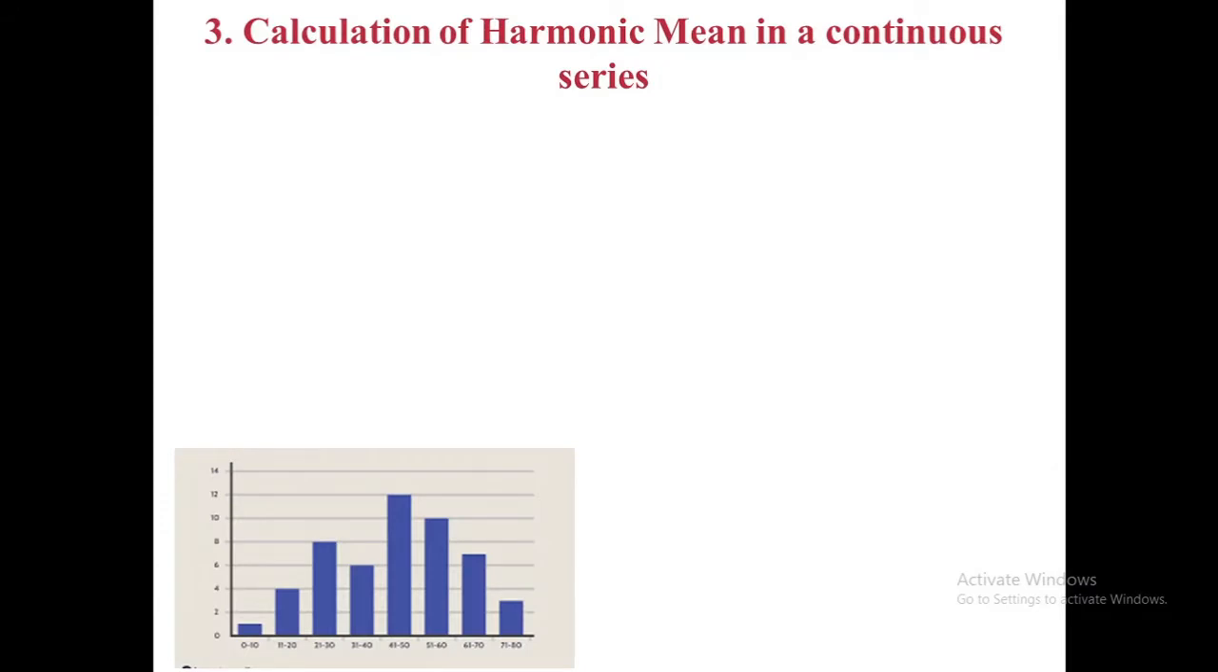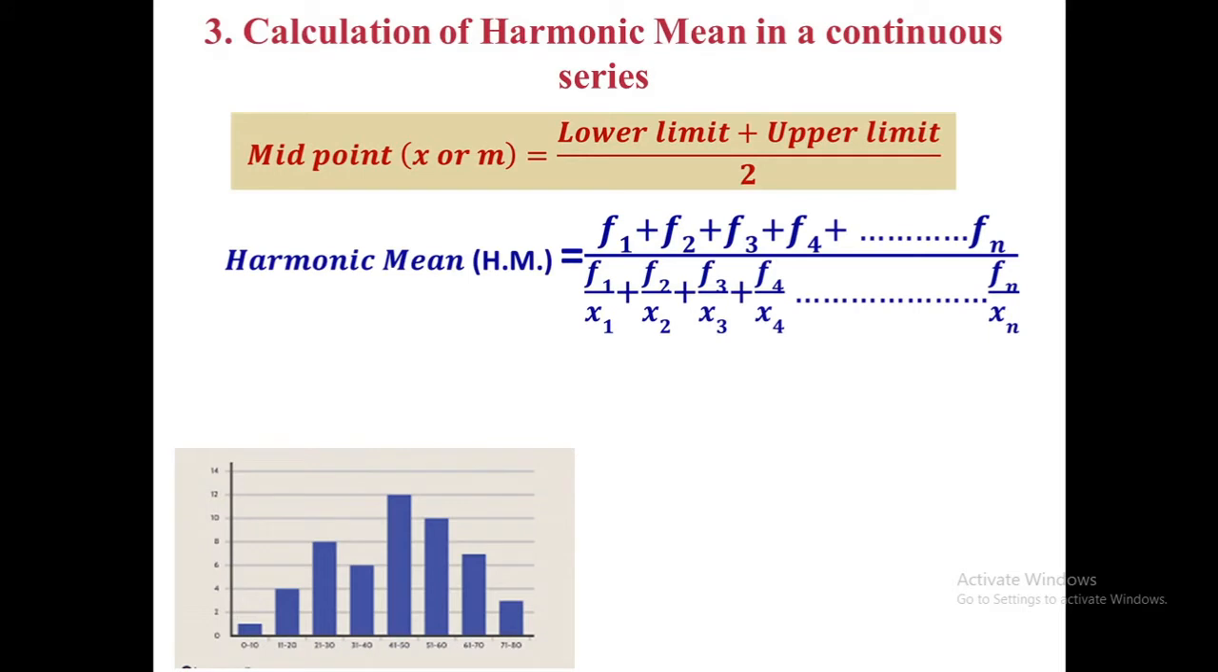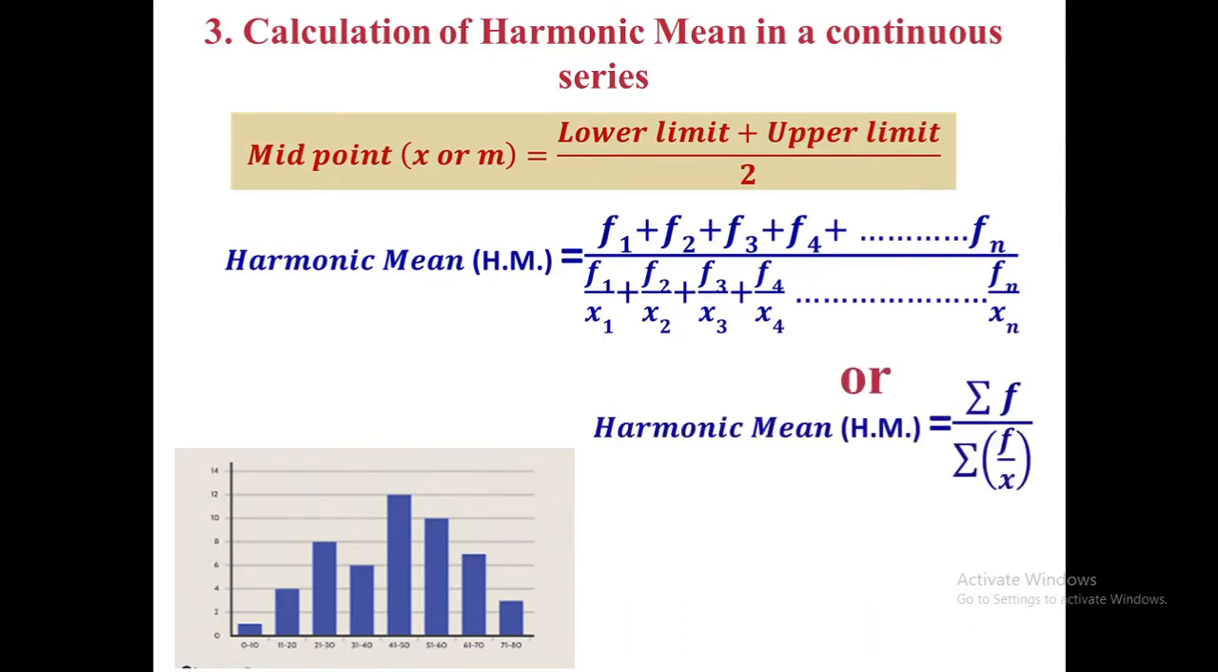Now we will see how to calculate harmonic mean in a continuous series. Just like arithmetic mean and geometric mean, first of all we have to calculate the value of midpoint or x, that can be calculated as the average of lower limit and upper limit. And then this mid value or the average value of the class interval can be used similarly like we have used in the discrete series.